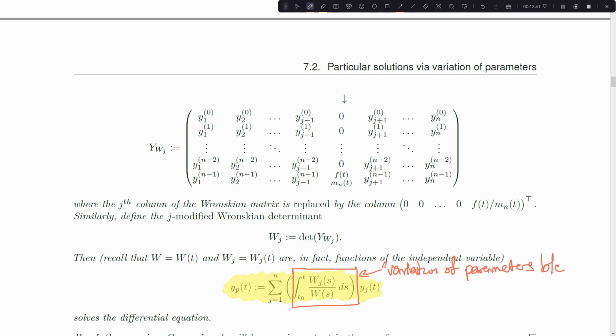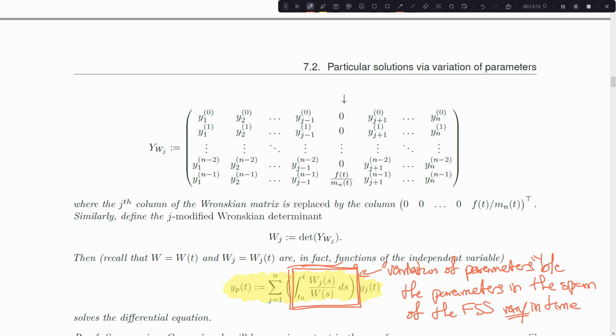so I'll put that in quotes, because the parameters in the span of the fundamental set of solutions vary in time. So the fact that the span no longer is fixed in time, but the span varies in time, or at least the coefficients in the span are allowed to vary in time, that's why we call it variation of parameters. But we can calculate it just from the determinant of these modified Wronskian matrices, right? So each one has that special j inside of it, and that's exactly associated to that term of the fundamental set of solutions, right? That's really the missing term here.